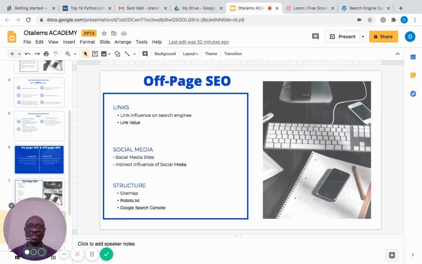The robots.txt file is all about communication between your website and the search engine. You're telling them that there are certain pages on the website that you don't want them to crawl, so you can use robots.txt. Then there's Google Search Console, which I like too. It's very good, especially for beginners who don't have the technical knowledge. It tells you in simple language what is wrong with your website.